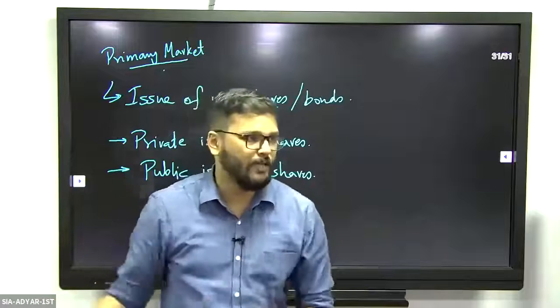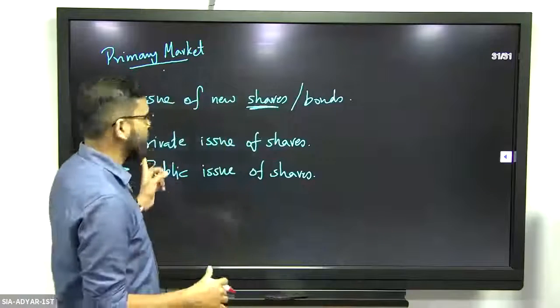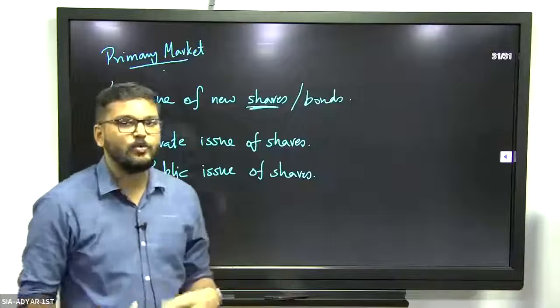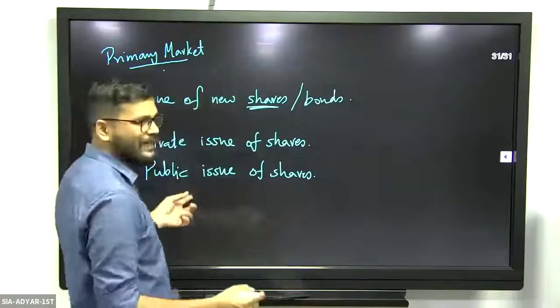It could be a different place for different companies. So that is what a primary market is. Public issue of shares is where it is open to the public. This is what we are keen to learn more about, public issue.